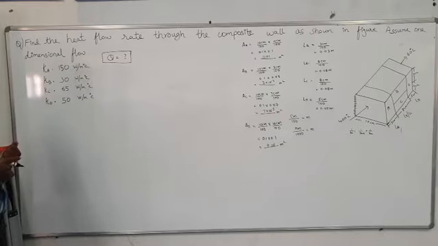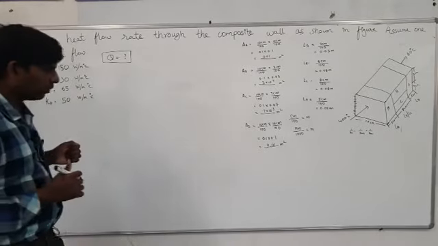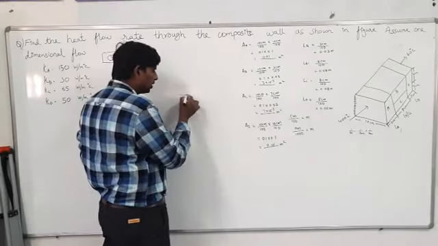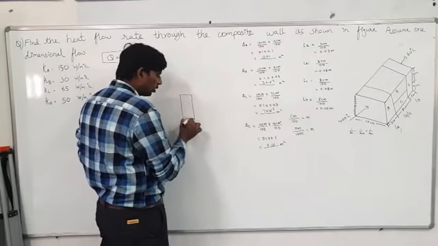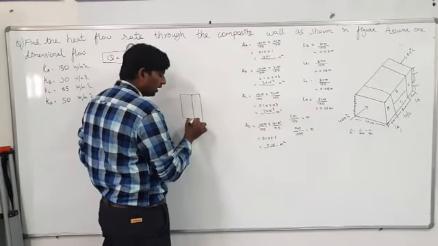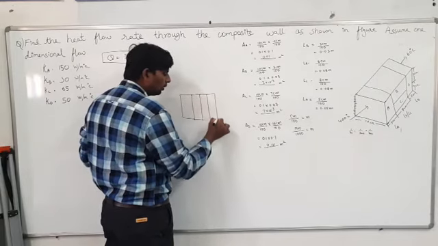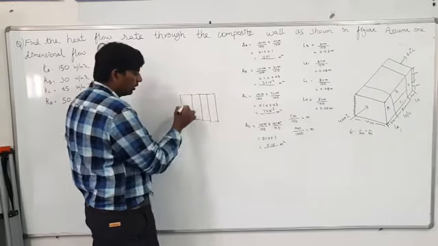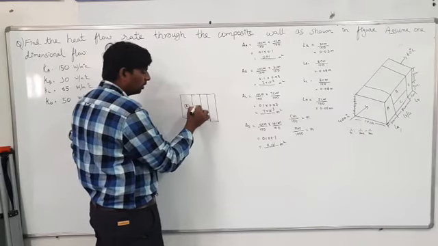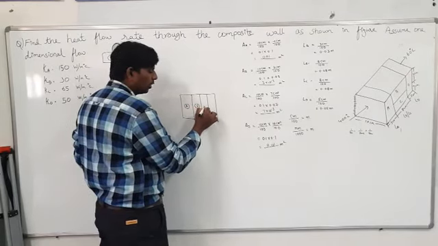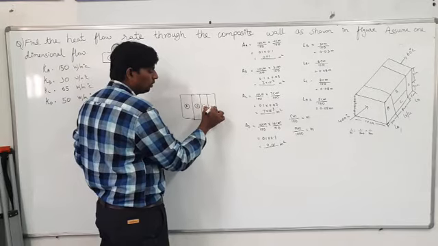Next, you have to find out the temperatures also. Normally for finding the temperature, we will consider this as component 1, this one as component 2, this one as component 3, and this one as component 4. This is my component A, this is my component B, this is my component C, and this is my component D.